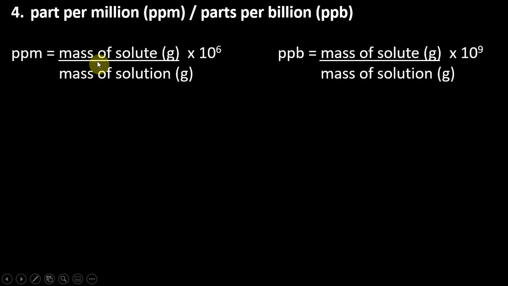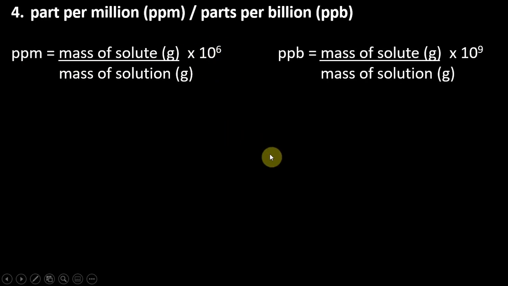Okay, so it's a mass of solute, again in grams, over mass of solution, again in grams. But the difference now is we're multiplying by 1,000,000, times 10 to the 6, or in the case of parts per billion, times 10 to the 9. That's the only difference, right? The percent mass by mass is times 100. So this is the only part that's a little bit different in the way we use these calculations.